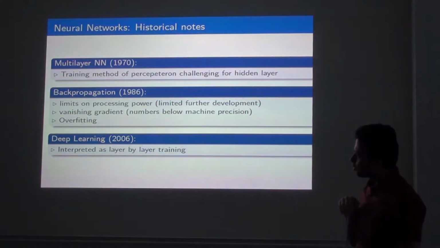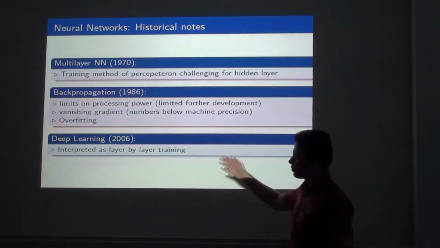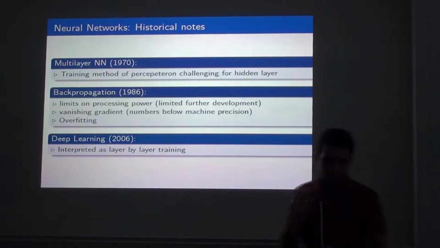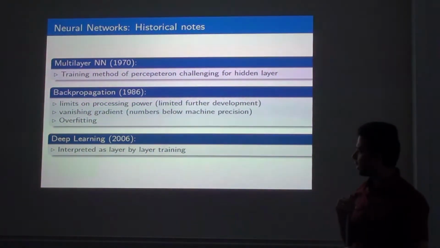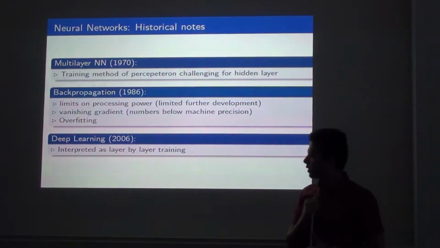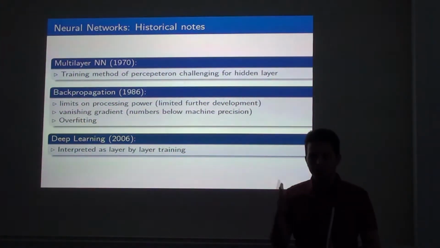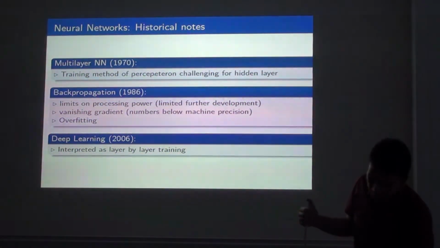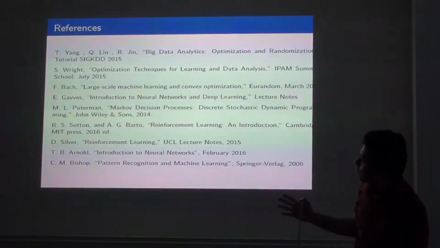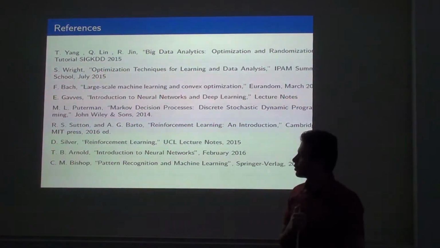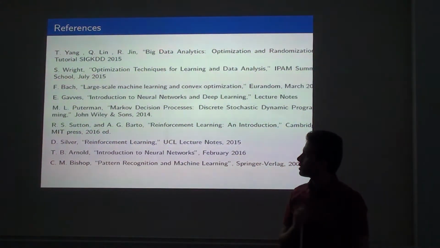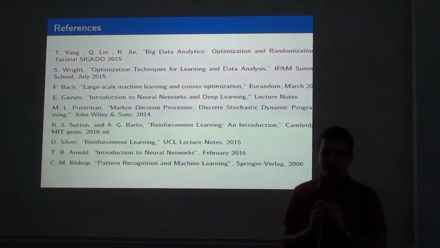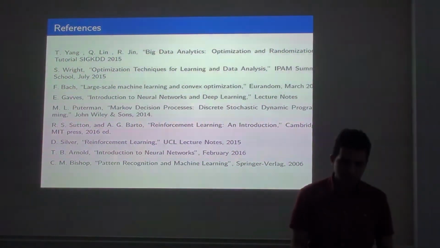And then deep learning in 2000, of course it started before that, but deep learning is kind of a new word, new terminology, that says that you can do really layer by layer learning, or training, so to say. So some references that we used to create these slides.